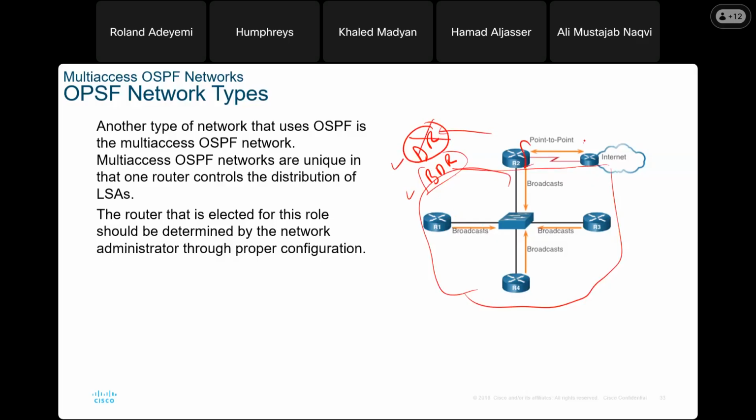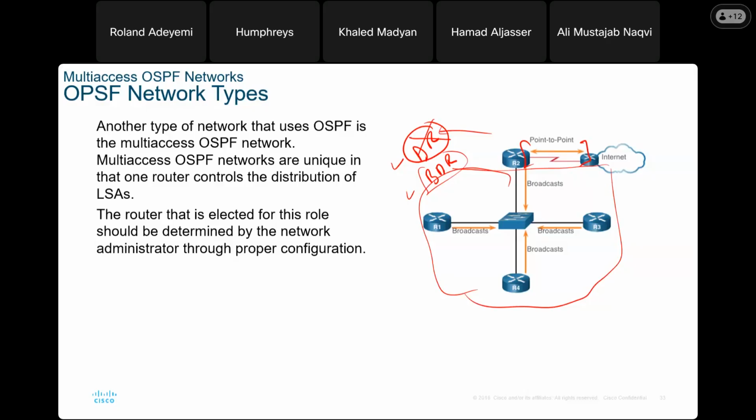But on a point-to-point, there is no election. There is no election because it is a point-to-point network. You won't need to have a DR or BDR because you have a direct connection between the two routers. You don't expect any other router to join that connection. So you know that there are only two of you there.